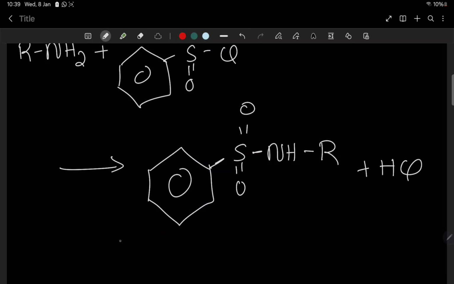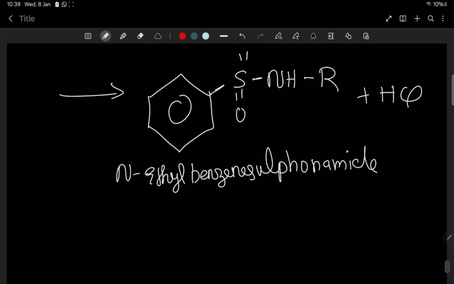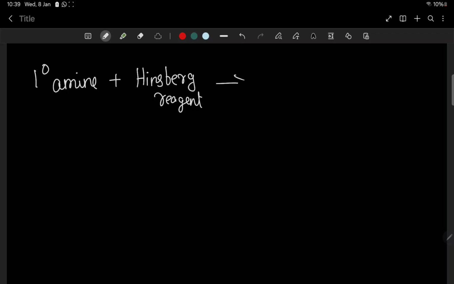This compound is named N-ethyl benzene sulfonamide. The speciality of this compound is that it is soluble in water and in alkali such as NaOH or KOH. So what I am going to write? Primary amine plus Hinsberg reagent gives us a product.